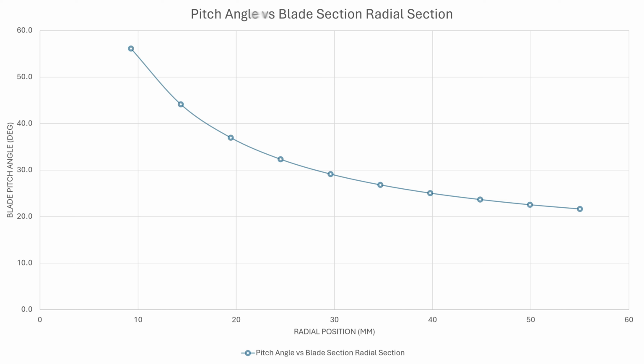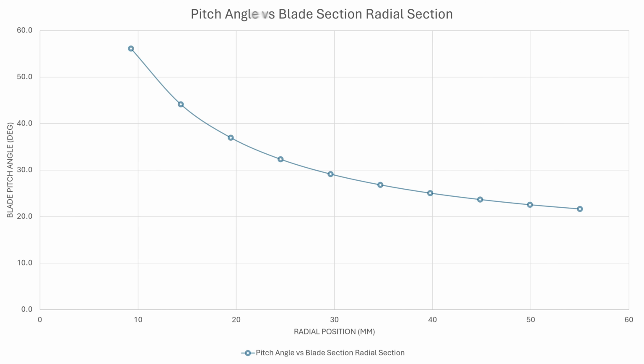For the updated propeller design, I calculated the pitch angle of the airfoil from the core of the propeller, which has a radius of about 9 mm, all the way to the blade tip at around 55 mm. You can see that the pitch angle varies quite significantly throughout. Near the core of the propeller, the ideal angle is 57 degrees, and at the blade tip is about 22 degrees.